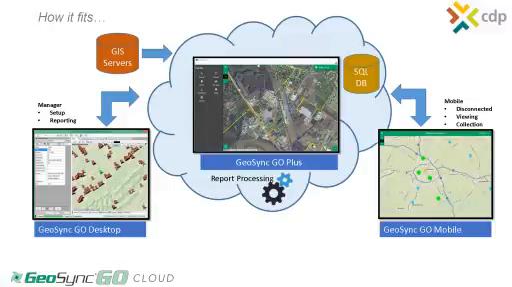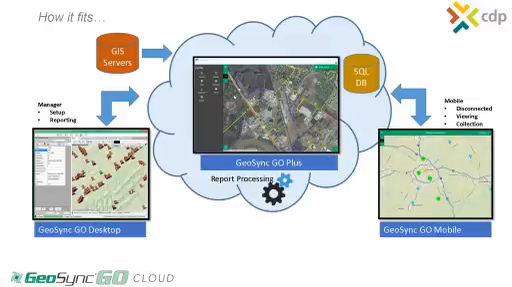Since it sits in the cloud, our report processing can become much more automatic. So as we fill out forms and collect data, that information becomes much more of a live experience. We don't have to manually go in and sync data back and forth. GeoSync Go Plus takes advantage of the SQL database that's in the cloud, so we can see that data live as information is entered, edited, or submitted from either the desktop or the mobile. That information becomes live in GeoSync Go Plus, so we can see real-time updates of information.